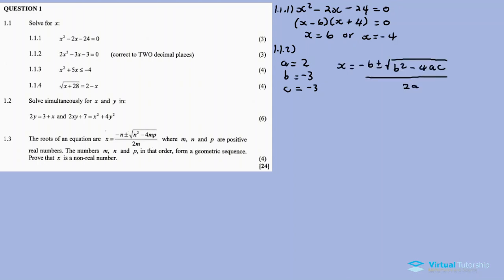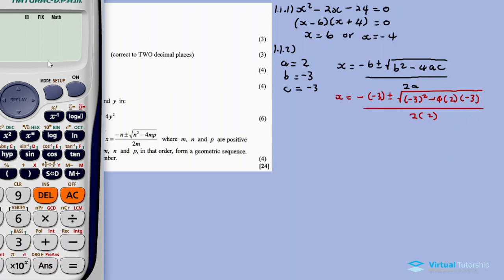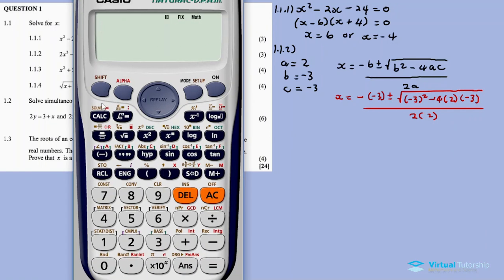Then we substitute into the quadratic formula: where there's b, I put b, where there's a, I put a, where there's c, I put c. Then we substitute: b is negative 3, a is 2, c is negative 3, and a is 2. But correct to how many decimal places? 2 decimal places. So let's do this.